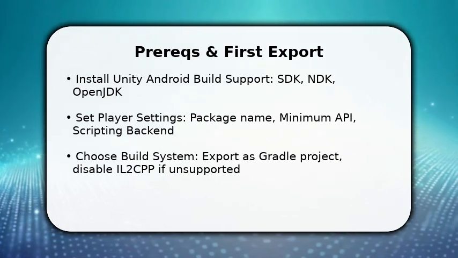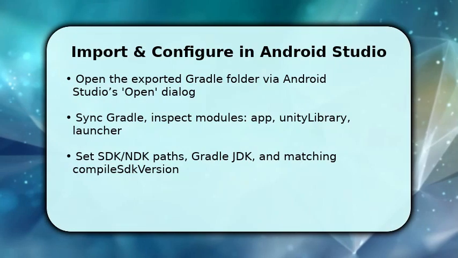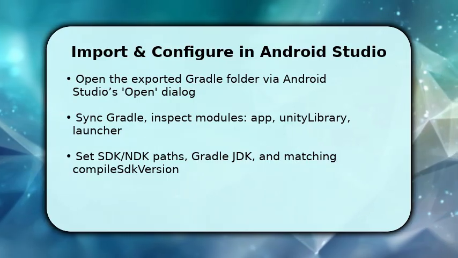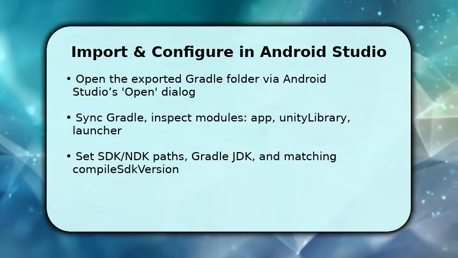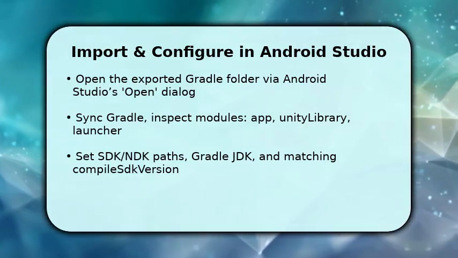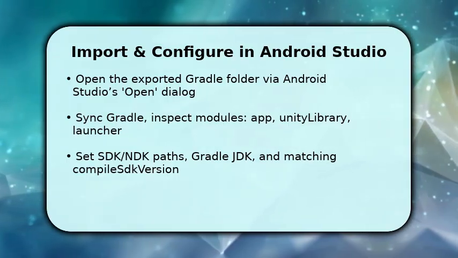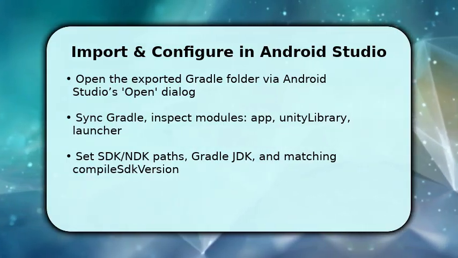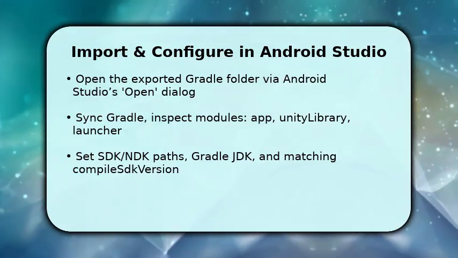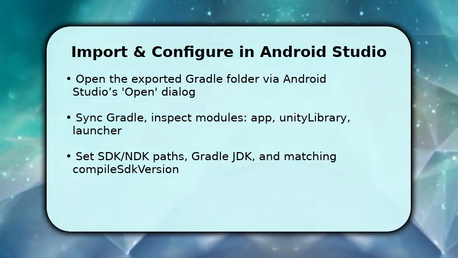You open the exported Gradle folder in Android Studio and let it sync. This imports modules like App, Unity Library, and Launcher. Make sure Android Studio's SDK and NDK paths match Unity's installed versions, and set Gradle JDK to Unity's OpenJDK if needed. Once synced, confirm compile SDK version and target SDK version match Unity player settings, then adjust dependencies in build.gradle if custom plugins exist. After that, enable multi-dex or split APKs as required so the project builds cleanly.